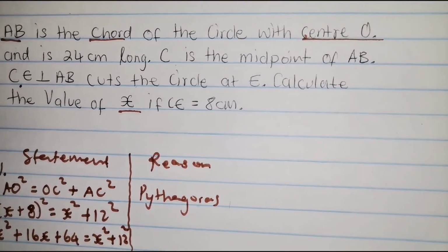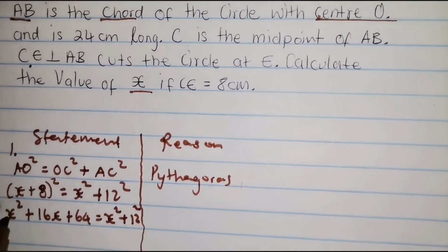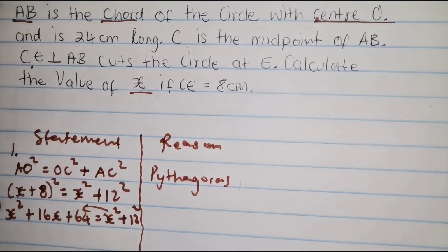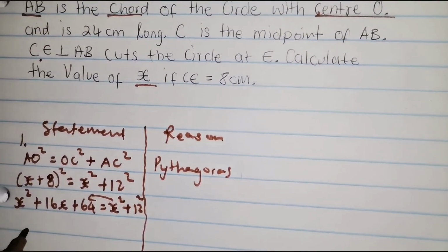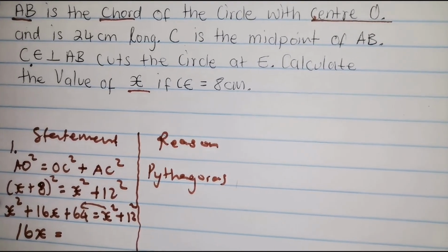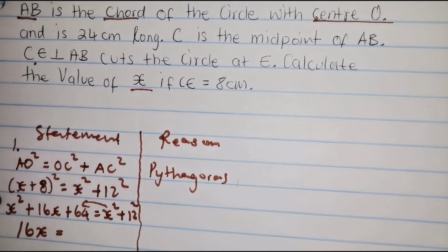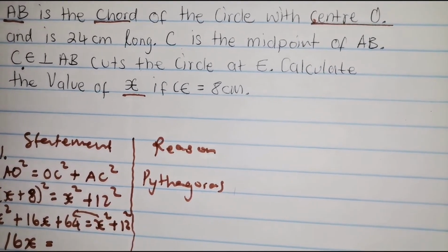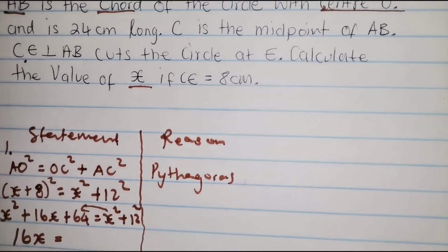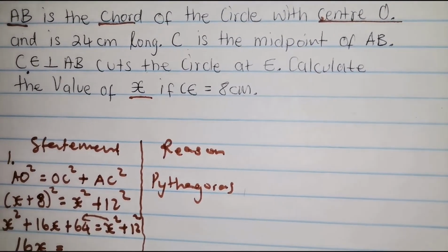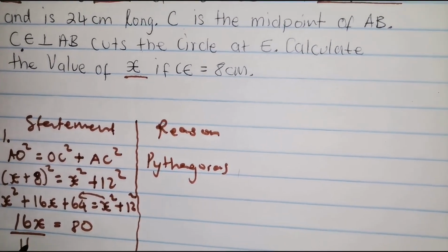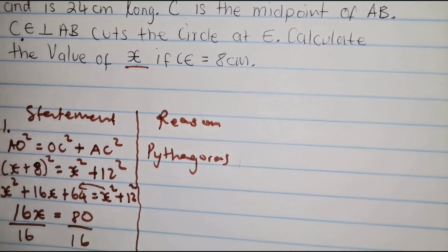Then like terms: let me remove x squared from both sides, because when I transpose x squared to the other side, x squared minus x squared is 0. So you no longer have x squared. Then I'm left with 16x plus 64 equals 12 squared, which is 144. I take that 64 and transpose it to the right-hand side, so the answer is 80. Then the value of x is equal to 5.